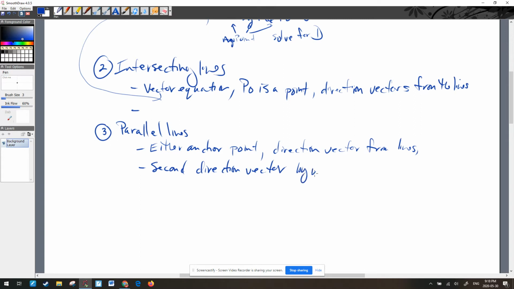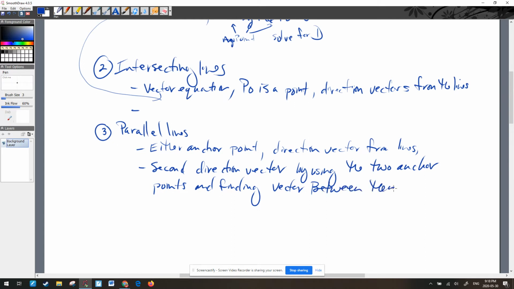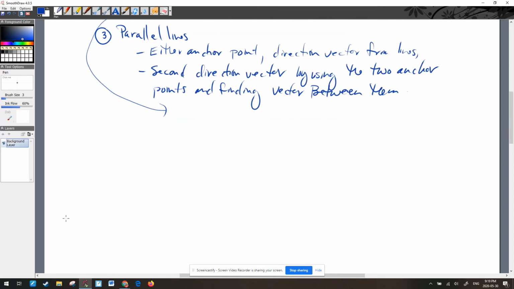by using the two anchor points and finding the vector between them. Okay, so pretty trivial. And then, of course, the Cartesian equation found the exact same way again.